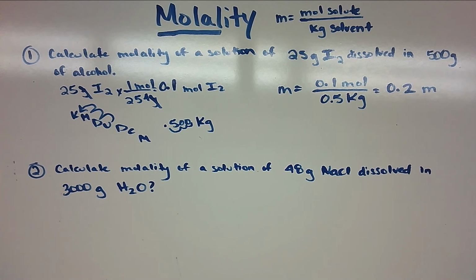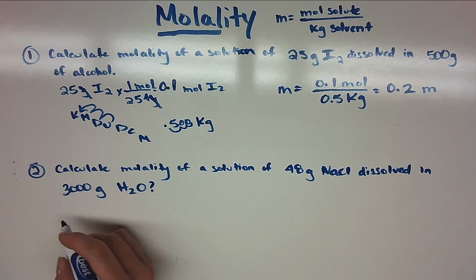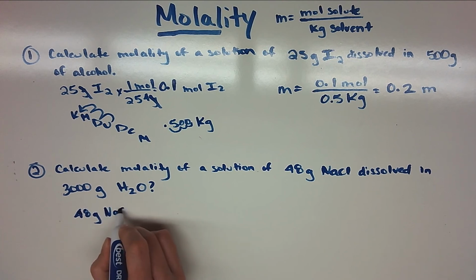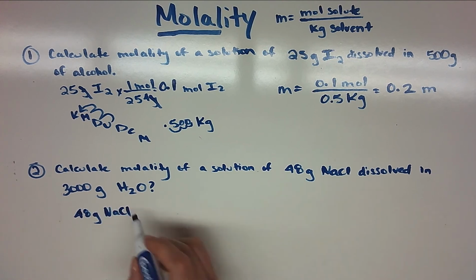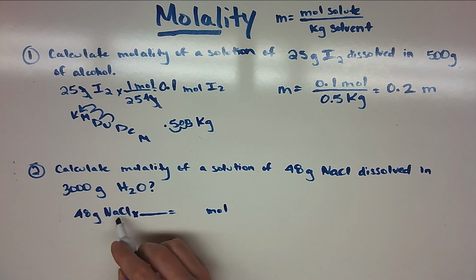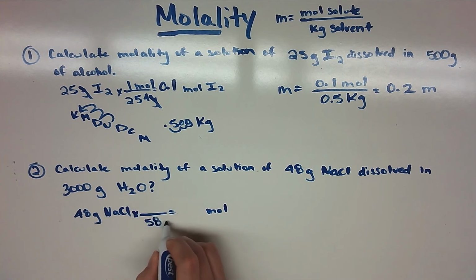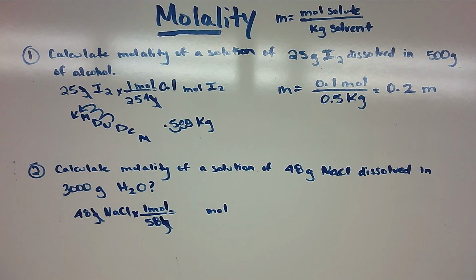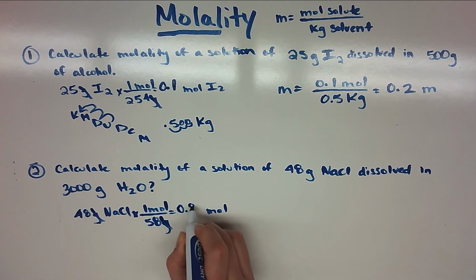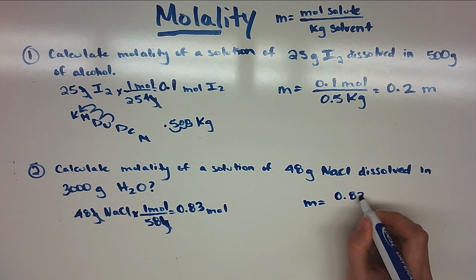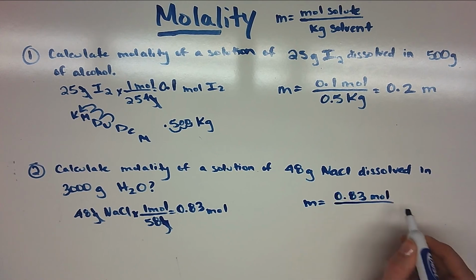Same thing, but this time we're going to calculate the molality of a solution containing 48 grams of sodium chloride dissolved in 3,000 grams of water. So again, I am not given mole of my solute, instead I'm given grams, but due to molar mass we can figure out how many mole we have. The molar mass for sodium chloride is roughly, I'm just going to round, 58 grams per mole. My grams are going to cancel out. 48 divided by 58, and I get 0.83 mole. So I have my top half, 0.83 mole of sodium chloride.